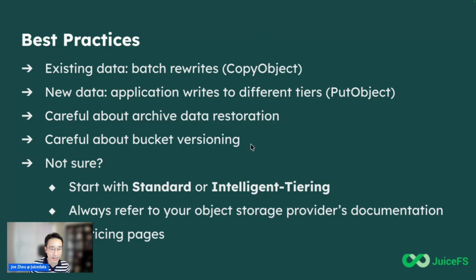Right? And if you're not sure, I'd say go with standard, because that's what we use every day. And if I don't tell you the whole story today, you don't even realize sometimes, right? And intelligent tiering is also another tier that's interesting. I'm about to share it very shortly. And always refer to your documentation and the pricing pages of the object store service, because that's where I personally found all this information, right?